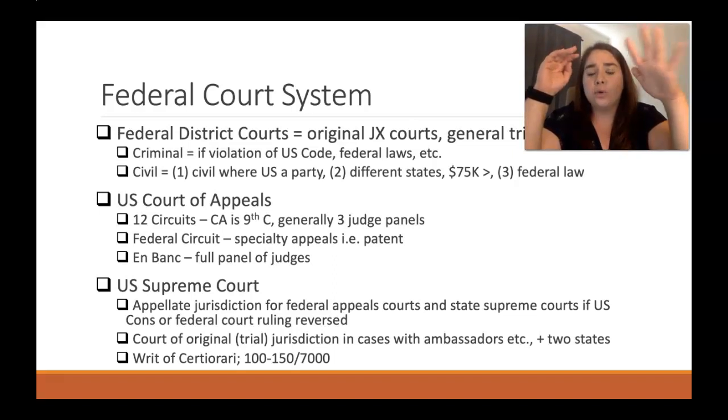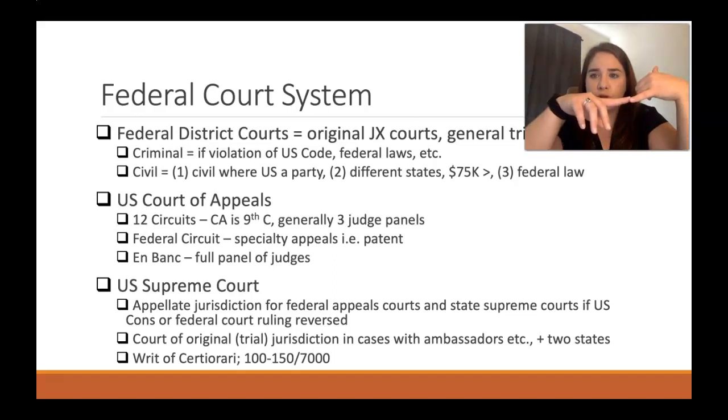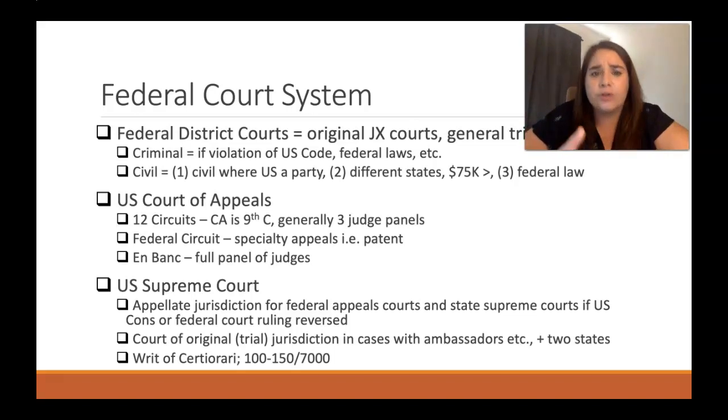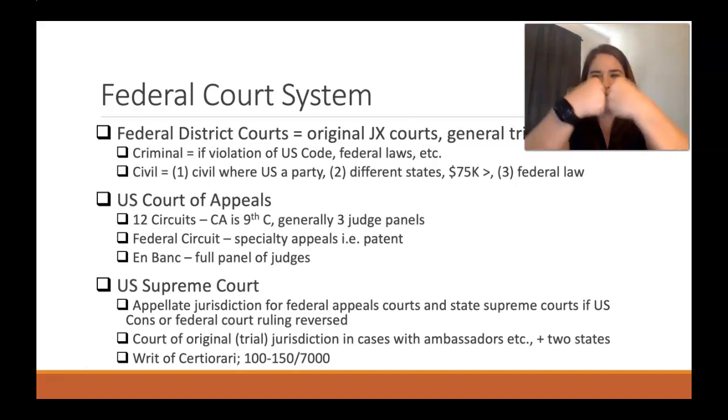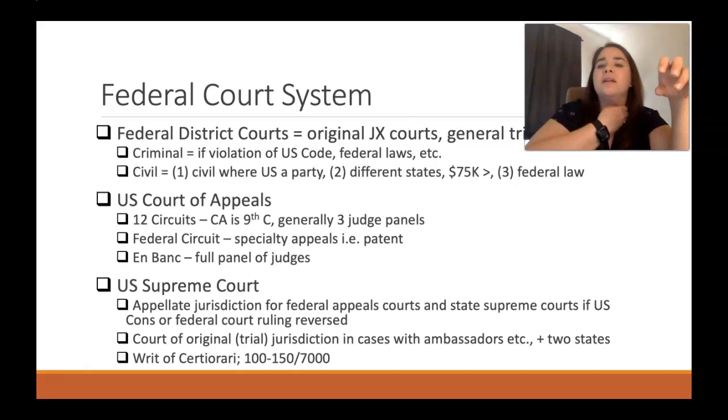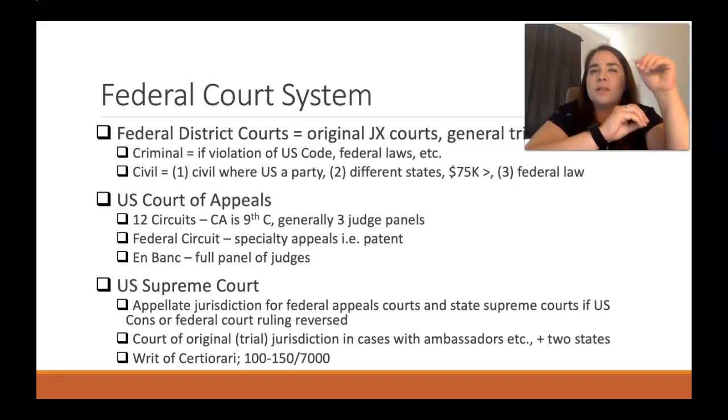When we look at our federal court system, their original jurisdiction courts are called district courts. These are folks who will hear criminal matters, civil matters. The only civil matters that get to be heard at the federal level are cases where the United States is a party. So if it's United States versus Joe Schmo. If it's two different states that are battling each other and the value of their conflict is greater than $75,000. And then if it implicates a question of federal law.